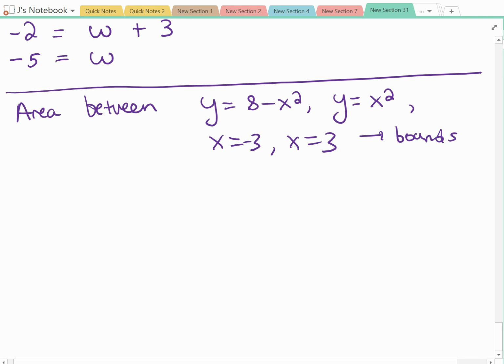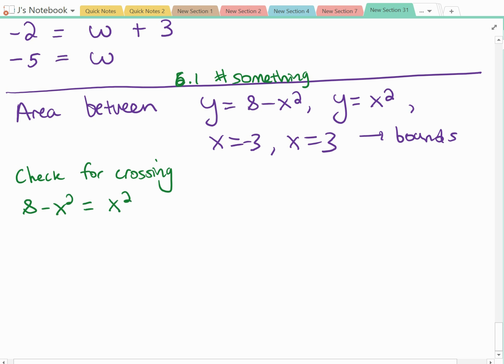Okay. So we'll start with a sketch. Well, actually, that's a lie. We'll start with checking to see where the two functions cross. This is 6.1, number something. So I'll check for crossing points. Eight minus x squared is equal to x squared. Add x squared to both sides, so 8 is equal to 2x squared. Divide both sides by 2, so 4 is equal to x squared. You get two solutions, x is equal to 2 and negative 2. So that's where the two curves cross.